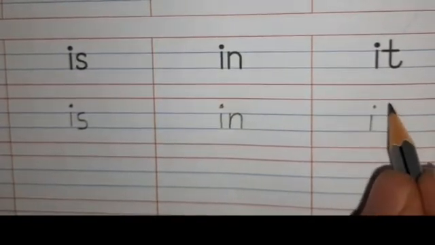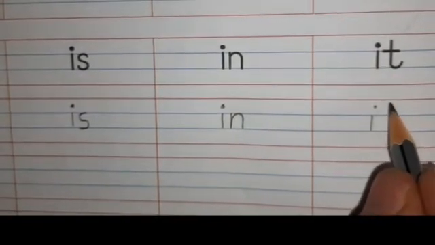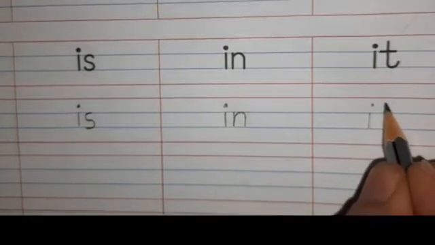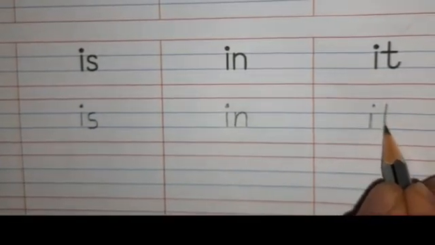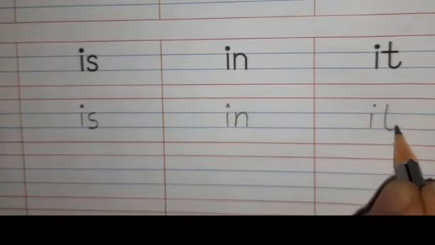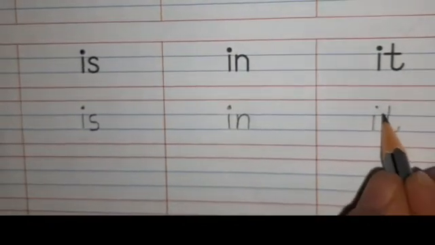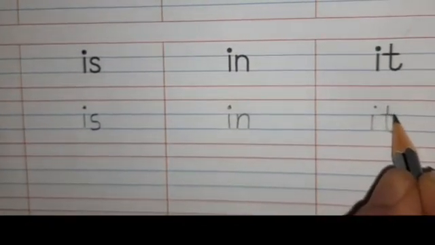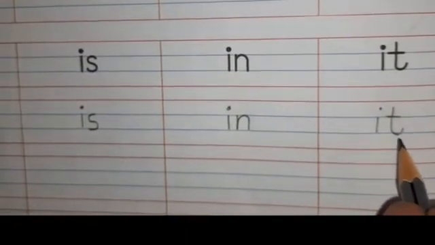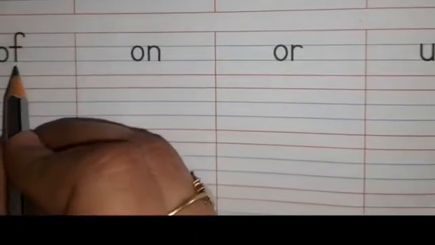For small t, we will write below the red line, standing line, come down, touch the second blue line and a curve, sleeping line on the first blue line. I, T, it. O, F, off. For children, small o, you will write between the two blue lines, C curve, go up, reverse C curve and touch the first blue line.